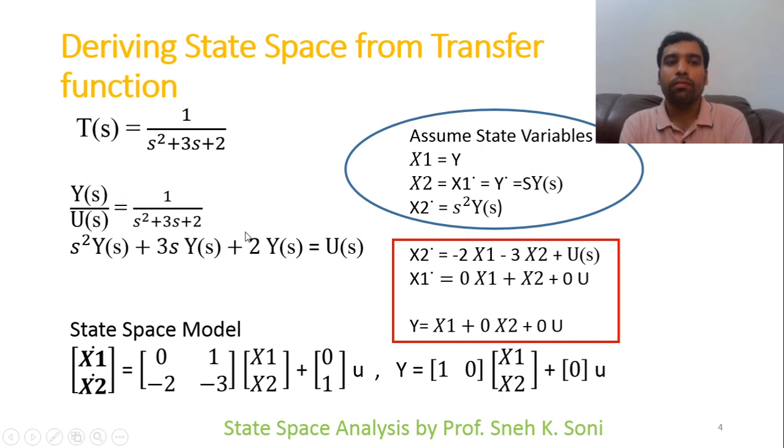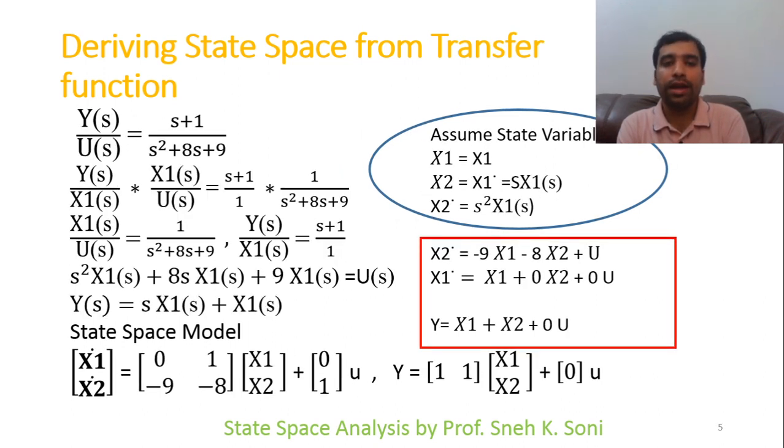Fine. Now this was the basic example, which only had a denominator. It did not have any term in the numerator. So if I have a transfer function in this form, that y of s by u of s is equal to s plus 1 upon s square plus 8s plus 9, here there is a numerator as well as a denominator. So here the method will change. You just have to keep in mind that whenever I have numerator by denominator form, I will multiply numerator and denominator with x1 of s.